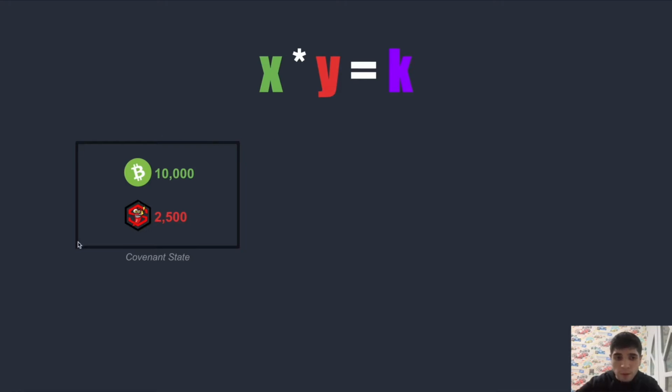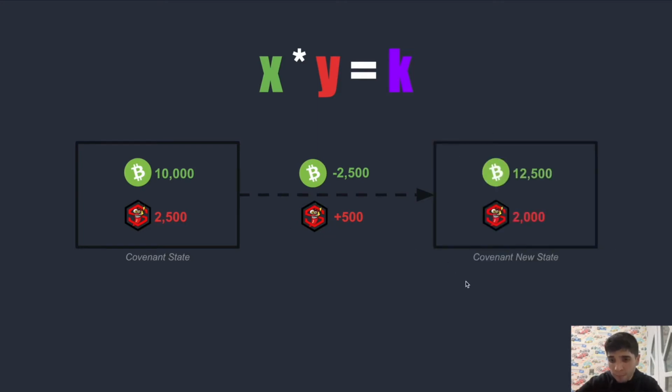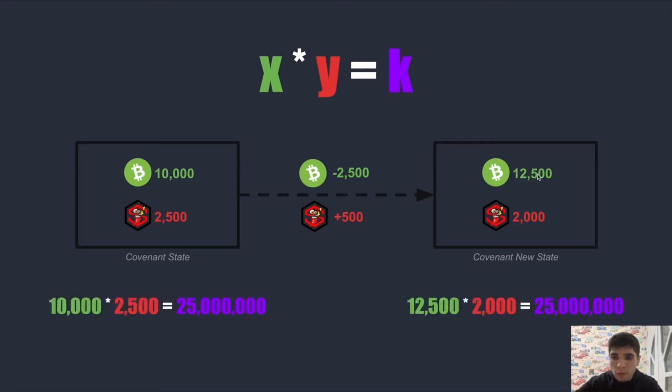For instance, here if we have a covenant state with 10,000 Bitcoin Cash along with 2,500 SLP tokens, and someone wants to exchange 2,500 Bitcoin Cash for 500 SLP tokens, we end up with a state that holds 12,500 Bitcoin Cash and 2,000 SLP tokens. And the multiplication between pairs in every single state must give us this predefined constant value.